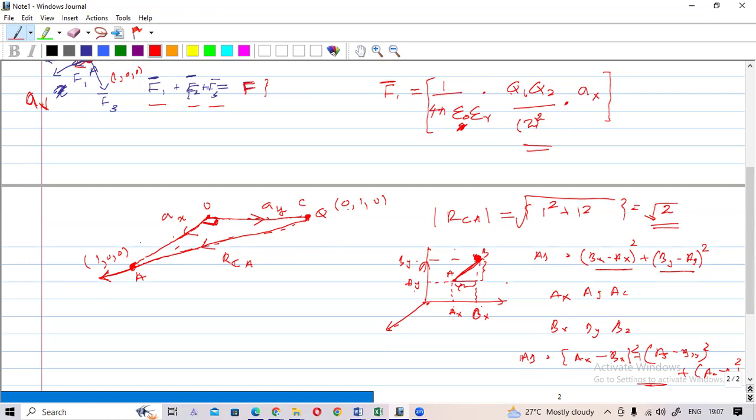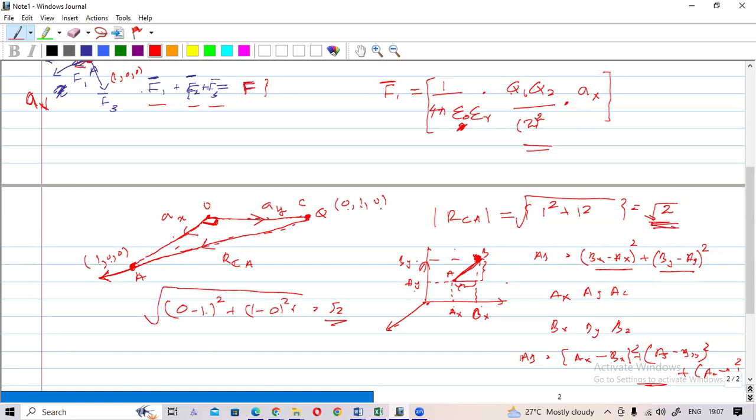So x is 0, here x is 1. So 0 minus 1 is square, plus here y is 1, x is 0, so 1 minus 0 is square, plus 0 minus 0 is square, that is 0. So 1 is square plus 1 is square, and you have to get the square root also. So square root 2. So that is this value.